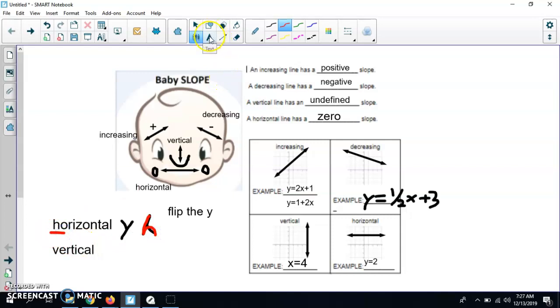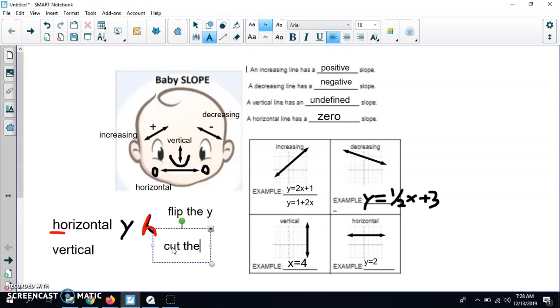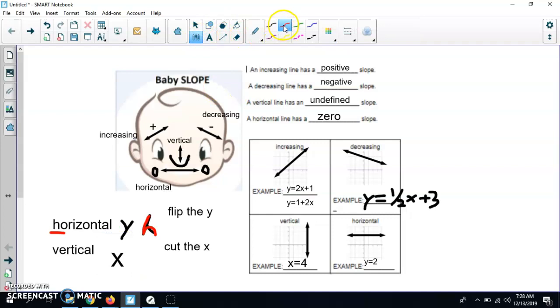Okay? And the other trick I use for the vertical line is called cut the x. Because when you take an x and you cut it in half, so let's say we take an x, let's make it a big one, big mama, right? An x, and you cut it in half. So we cut this x in half. You'll notice that you get a V on top, right? And V is for vertical. Just one little trick to remember that a vertical line is x equals, a horizontal line is y equals.